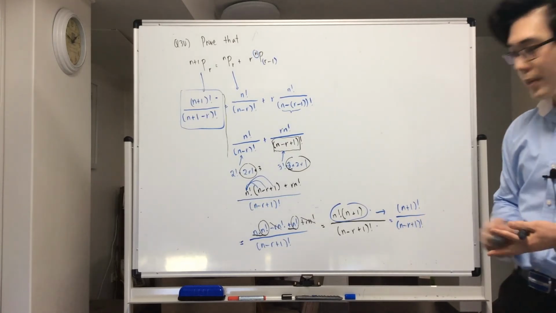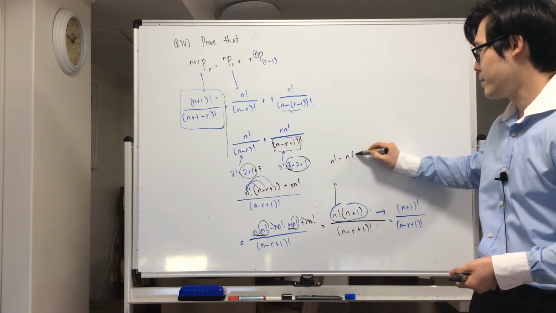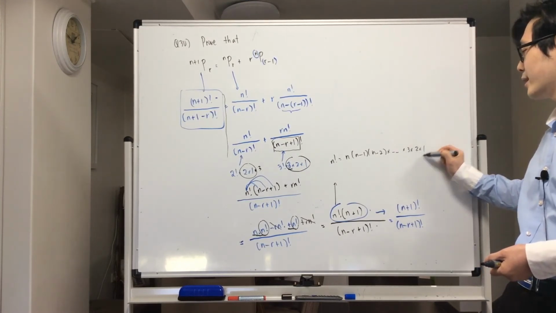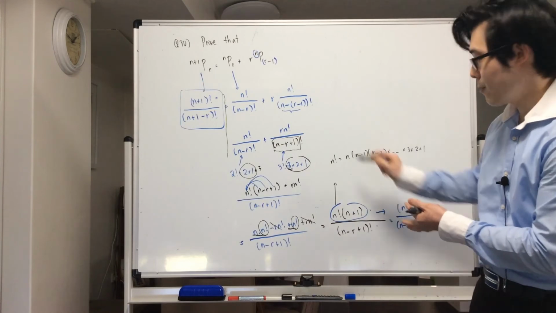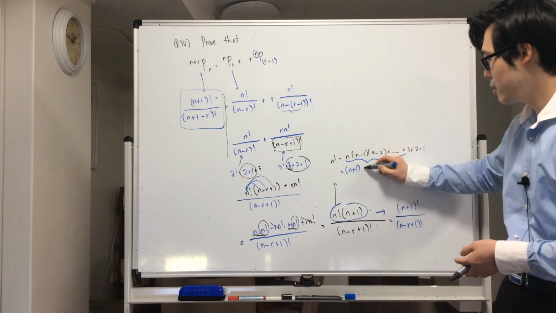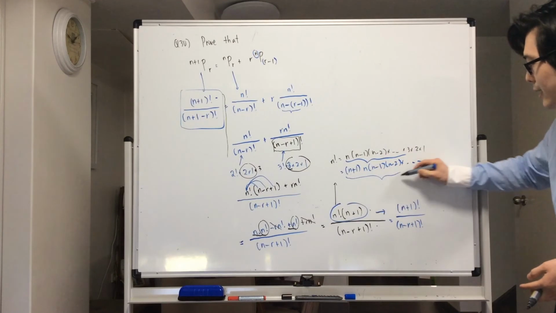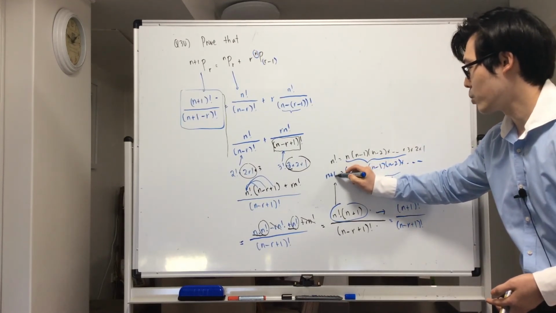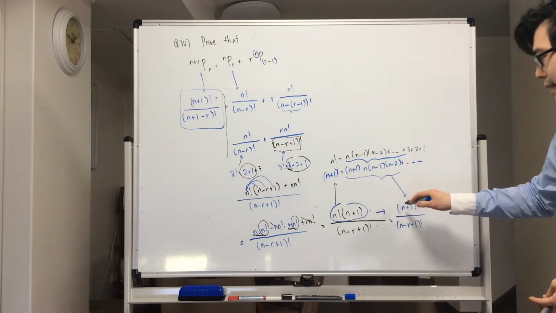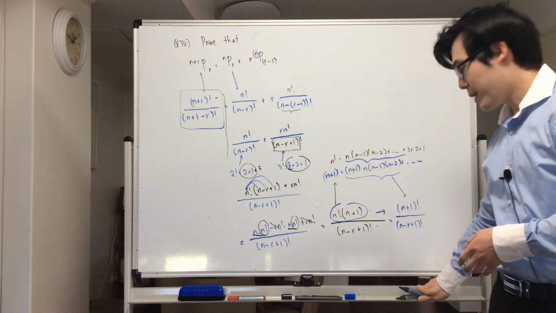Remember, n factorial is just your n times n minus 1 times n minus 2 and so on. But if you're multiplying n plus 1 in front of this with the rest, that expression is the same thing as n plus 1 factorial. So that's why I can just write this as that. So this is how you prove that is equal to that. I hope that makes sense.